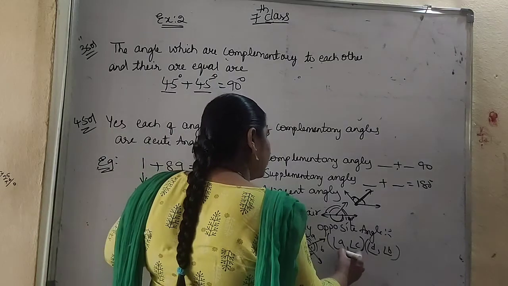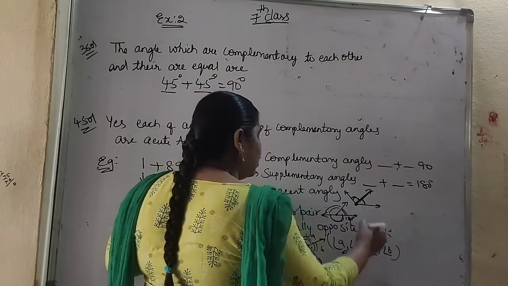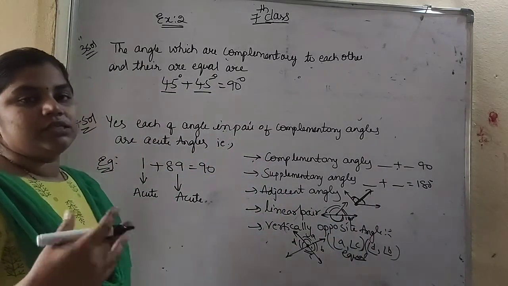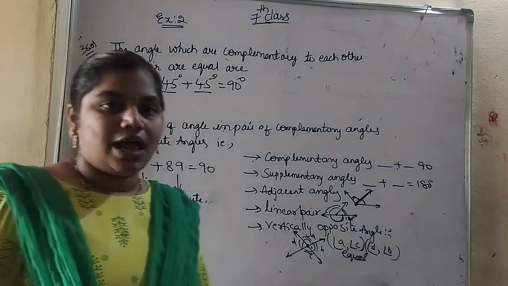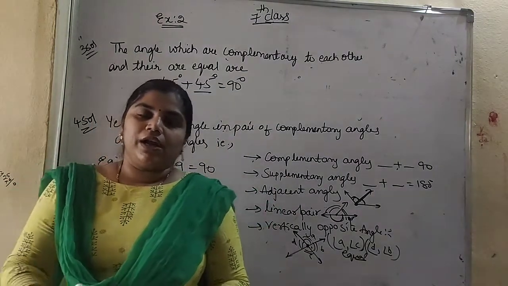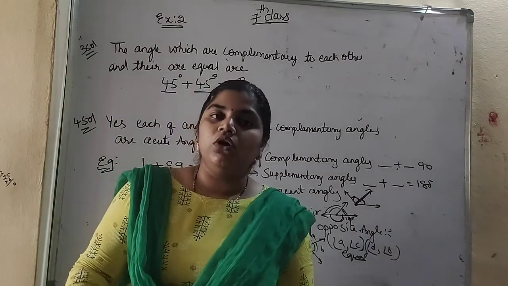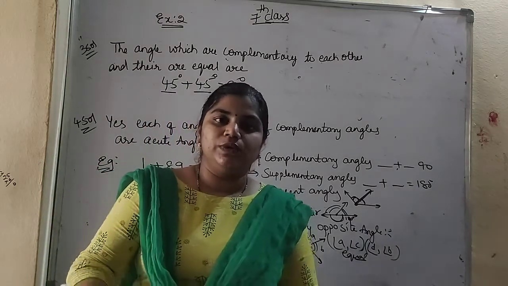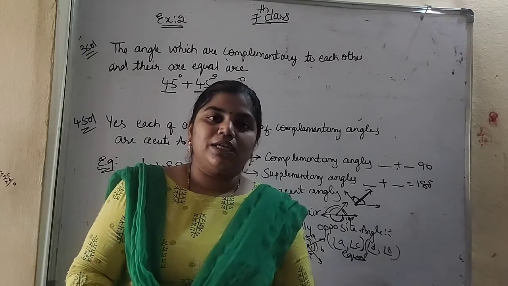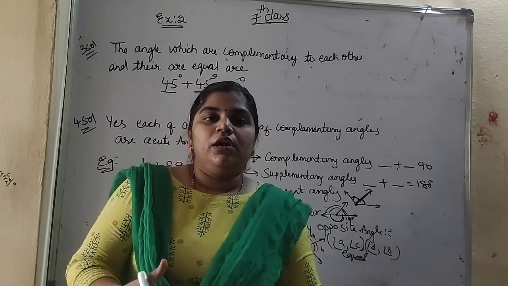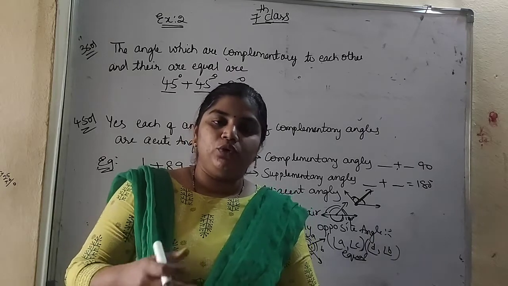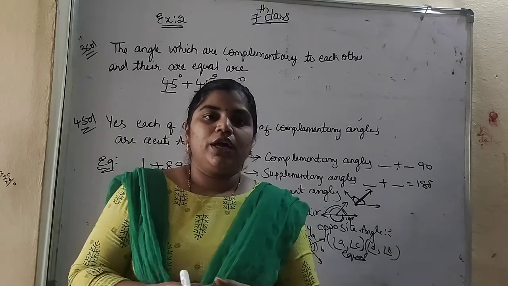Always the vertically opposite angles will be equal. So the values of the opposite angles will always be equal. So we have learned about all these in this class. In the next class, we will continue the exercise and also discuss transversal. What do we mean by transversal? And how many angles will be formed if a transversal is made to two parallel lines? Okay, thank you.